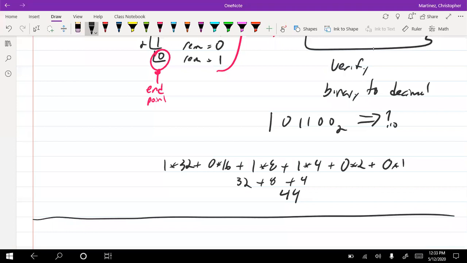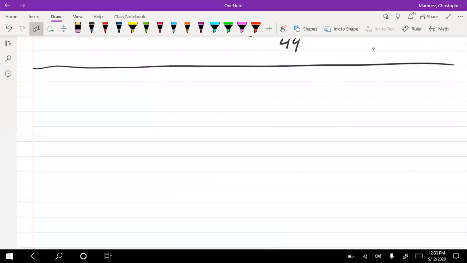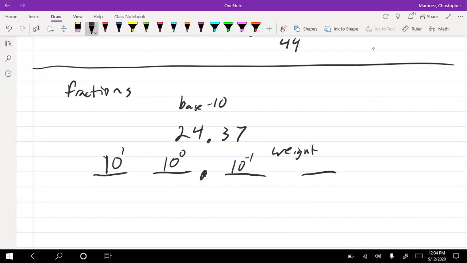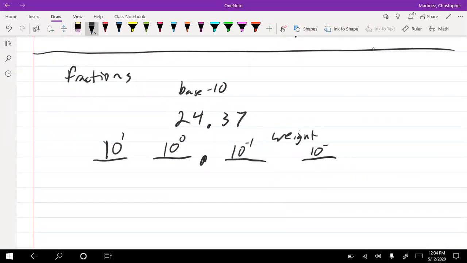All right, we have one last topic to cover. What we're going to talk about next are fractions. Let's again start with what we know, our base 10. Let's say we had 24.37. This has weight as well. We had the 10 spot, 10 to the 1. We had the 1 spot, 10 to the 0. And then once we get past the decimal point, we get to fractions. This would have been our 10th spot, 10 to the negative 1, and then our 100th, which is 10 to the negative 2.